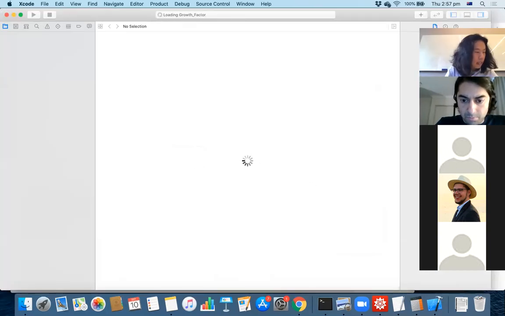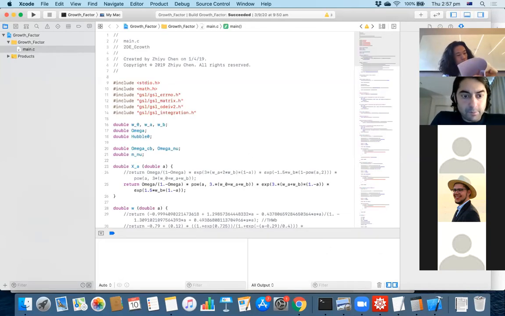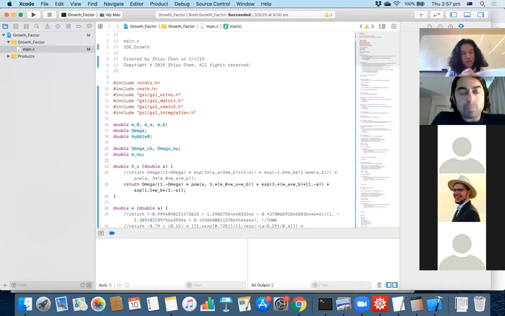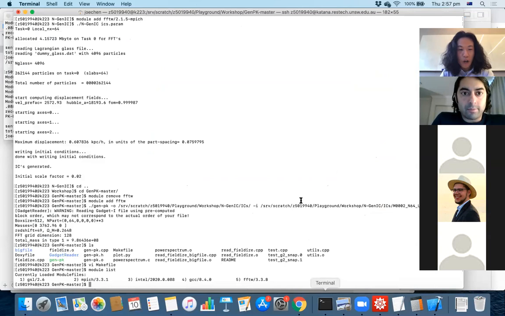So that's all I wanted to do for today. Tomorrow we'll run the actual Gadget, and with the initial conditions we generate, we probably want to go back and generate a slightly larger initial condition to make it a bit more believable, but the gist is there. Any questions?